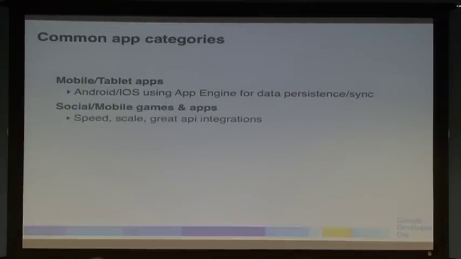Another great category are social and mobile games, and this is where App Engine started in its early days. We had lots of open social games on the platform, lots of Facebook games, massive scale. We have tens of millions of users on the platform every day. We continue to do that, and the thing about social is lots of people using your application, so you don't want to launch your application and have it crash because you didn't have enough servers. So this is really where App Engine does a good job.